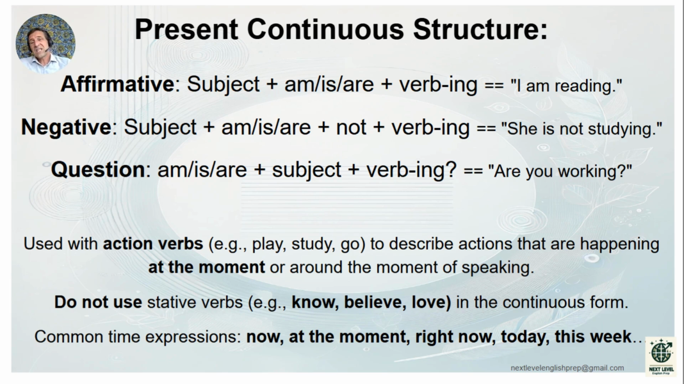So let's look at some common time expressions that we use with the present continuous. We often use now, at the moment, right now, today, this week, this month. When we see words like this, we know we can probably use to be plus the verb-ing in the present continuous.